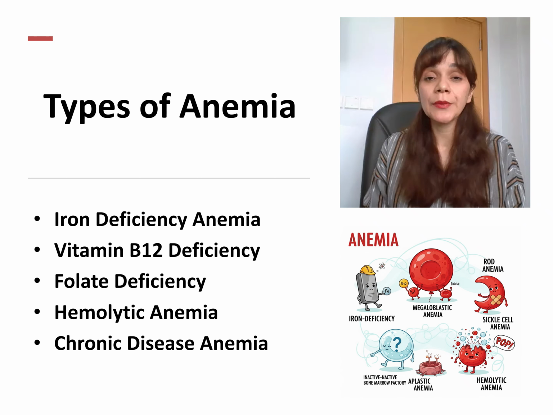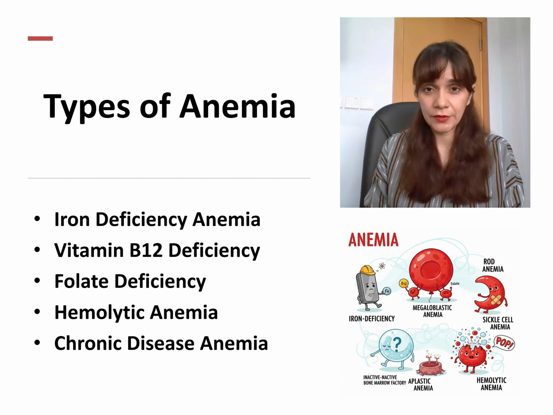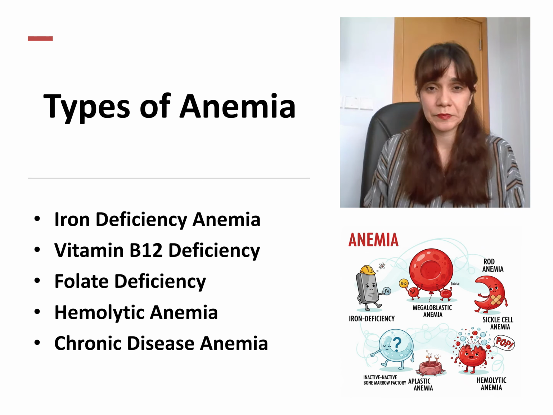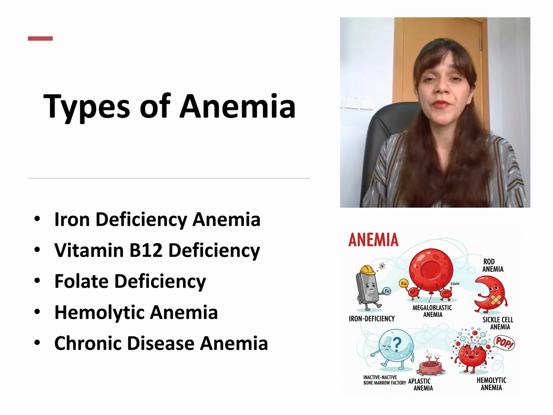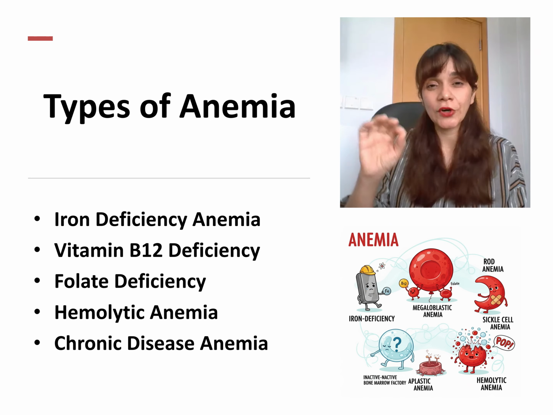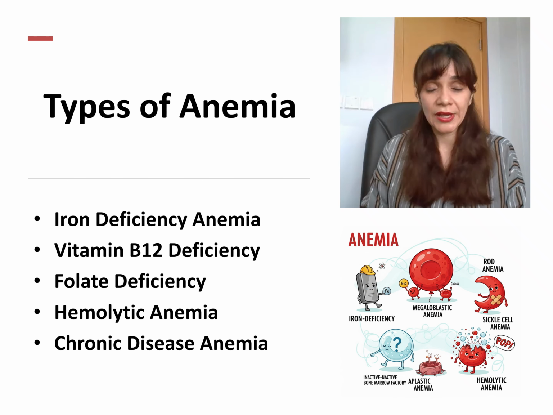The most common type is iron deficiency anemia, and it's usually the result of blood loss or poor diet. It's more common in toddlers, ladies, and elderlies. The blood loss can be obvious, like menorrhagia or any kind of trauma, or occult, like a small blood loss from the digestive tract or urinary tract.